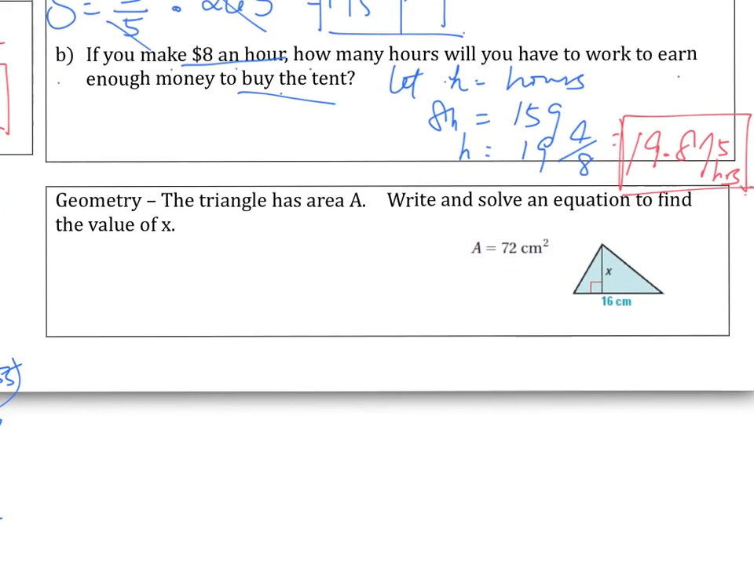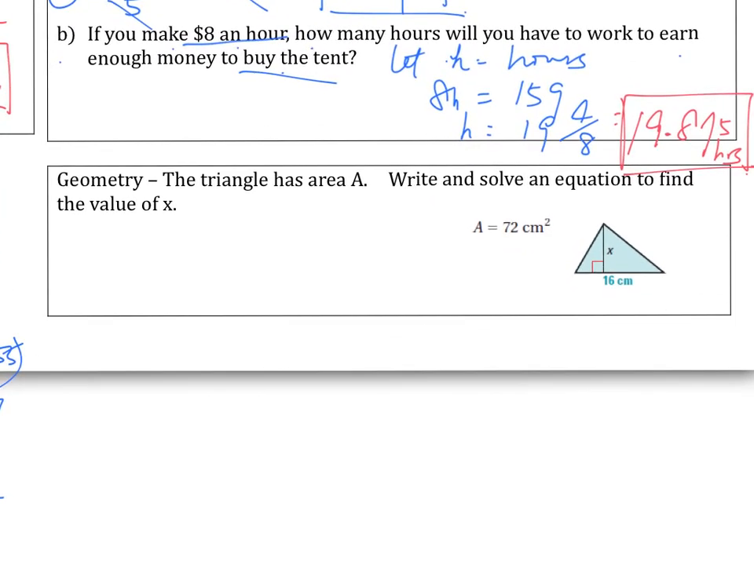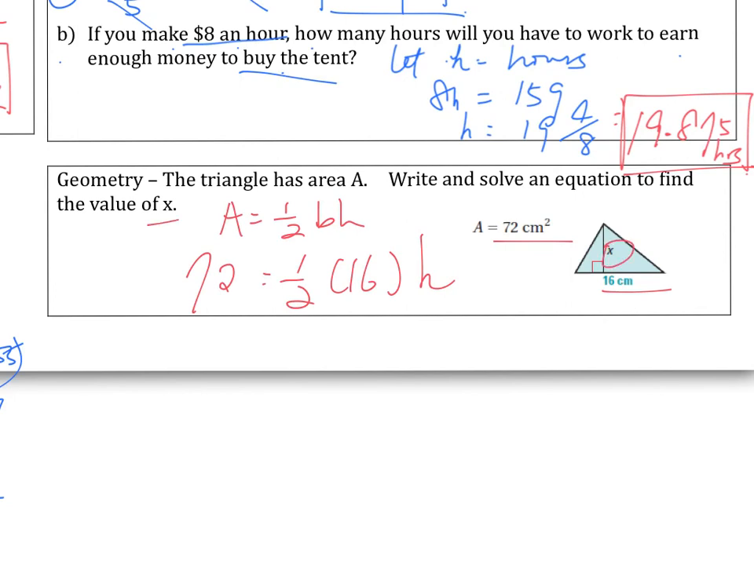Geometry. The triangle has the area A. Write and solve an equation to find the value of x. So we know the formula for the area of a triangle is half times base times height. Given the area of 72. Base is given, 16. And we need to find the value of x, which is the height. So I'm going to change h to x. Okay, now we can solve. X equals 9 centimeters. And this concludes the lesson.